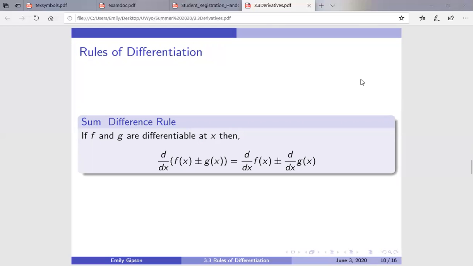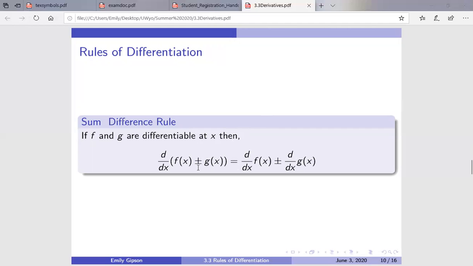Next, we've got sum and difference rules. So if f and g are differentiable at a point x, then d dx of f of x plus g of x is equal to d dx of f of x plus d dx of g of x. And you're probably wondering what these funny little signs are right here. That's a plus minus, and it means f of x plus g of x is equal to d dx of f of x plus d dx of g of x.